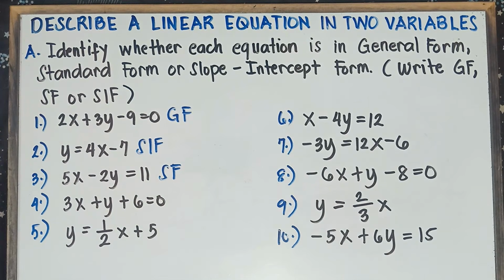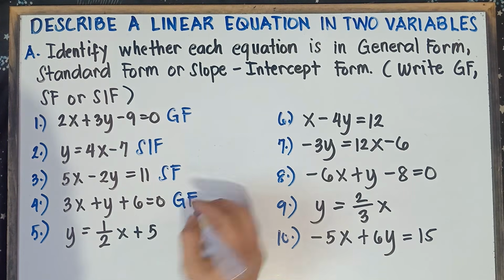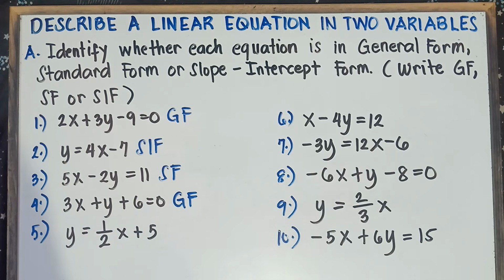Alright, number 4, class. What's the answer, class? That's correct, that would be GF. Very good. That would be GF, because it is equal to 0 on the last part. Automatic. That would be general form.